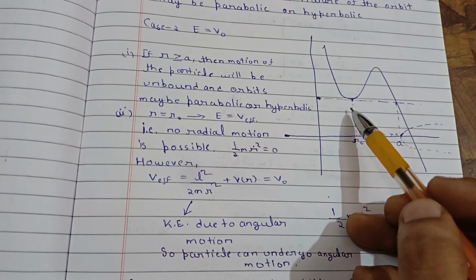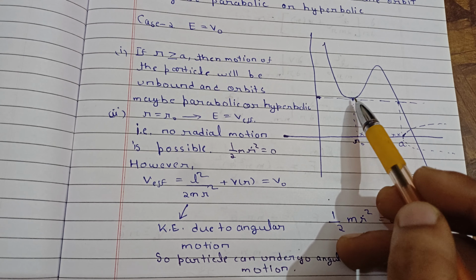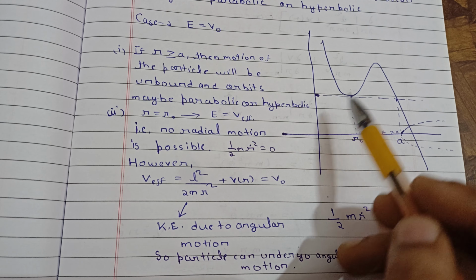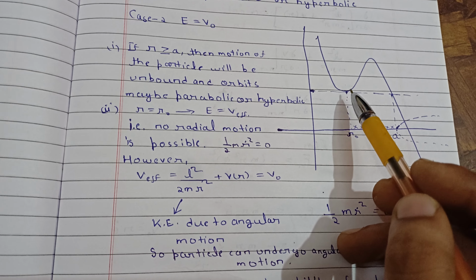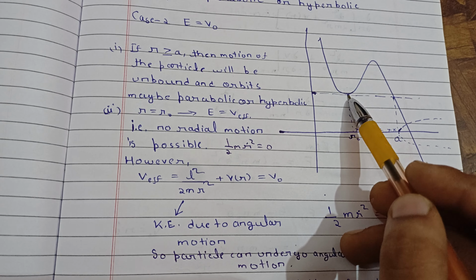Okay, in the cases we discussed earlier, there was potential energy only, so it was equal to total energy. That's why there was no kinetic energy, so the particle was resting at that point. But here V effective equals total energy, and V effective contains the angular kinetic energy, that's why the particle can go under angular motion here. And its radial component should be 0, meaning radial velocity should be 0 and it can go in angular motion.